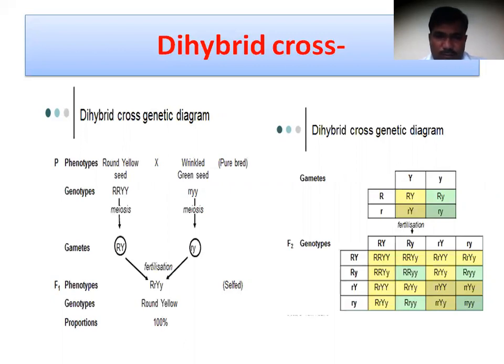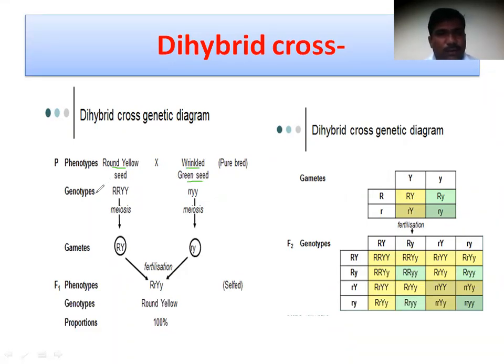So see this picture, this diagram. In this diagram, the parents are given. These are the round and yellow, homozygous dominant. They cross with the wrinkled green seeded pea plant. Wrinkled green are the recessive characters.